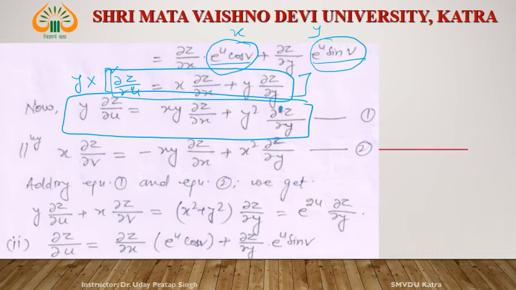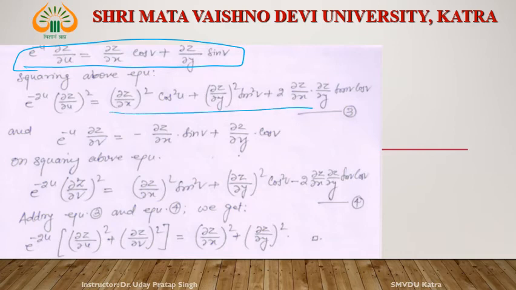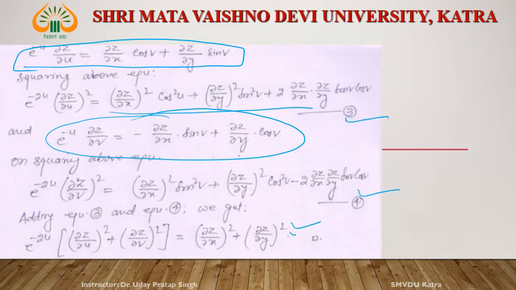Now adding equations 1 and 2, we got this term, right? Now del z by del u we already evaluated, this one. Now squaring and adding these terms, squaring this term on both sides, we got this term, right? And squaring this term, we got equation number 4. Now adding equations 3 and 4, we got this.